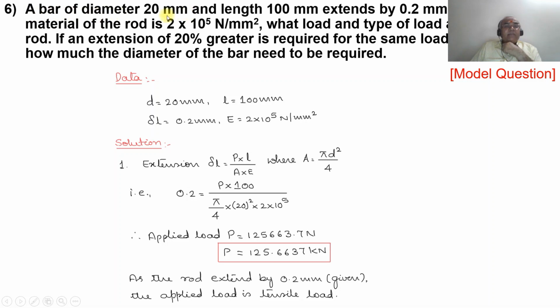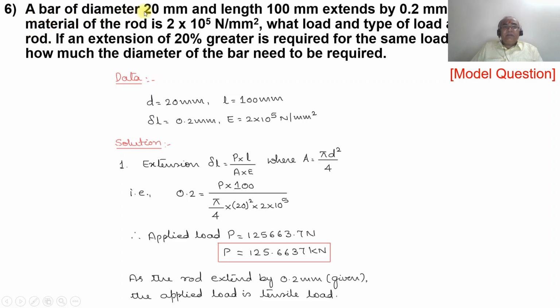A bar of diameter 20 mm and length 100 mm extends by 0.2 mm. If E of the material of the rod is 2 into 10 to the power of 5 Newton per mm square, what load and type of load is applied to the rod? If an extension of 20% greater is required for the same load applied above, how much should the diameter of the bar be? So this is a model question paper. So we need to solve this problem.